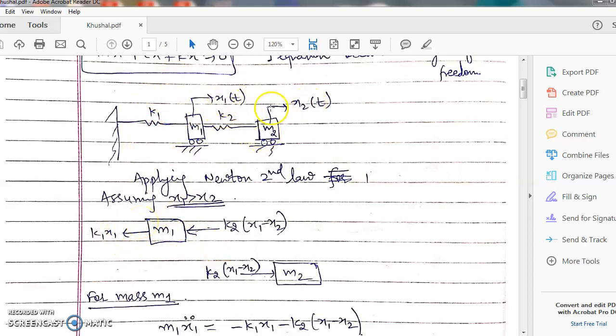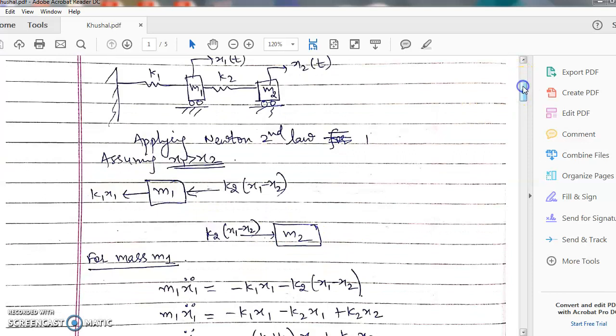x1 is greater than x2. It means this spring will be compressed. If it is compressed, it will apply the forces in opposite direction. So this force I have shown here and here. Now for m2, only one force, k2 into x1 minus x2, I have applied here.